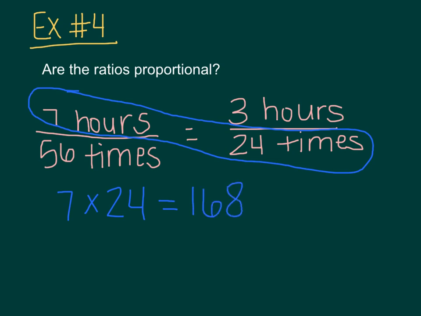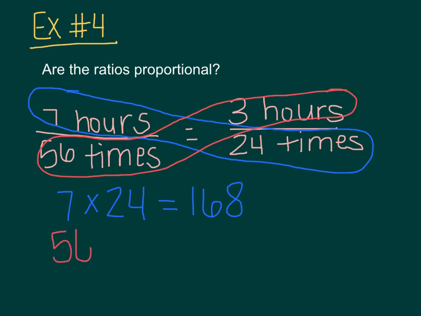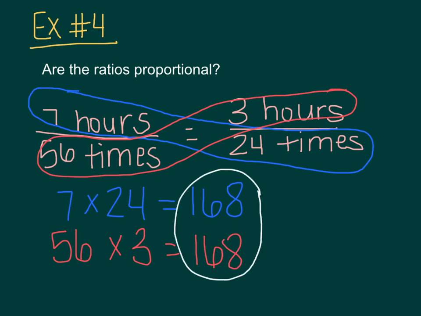Now we do it with the next two numbers, 3 hours times 56 times. So 56 times 3 is also 168. So looking at my answers, my products, they are equal. So yes, my ratios are proportional.